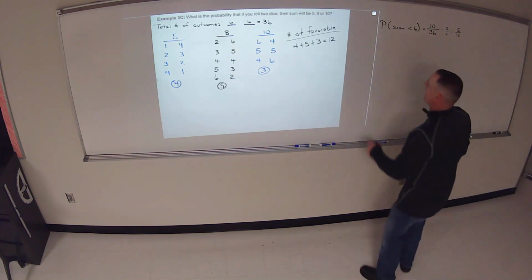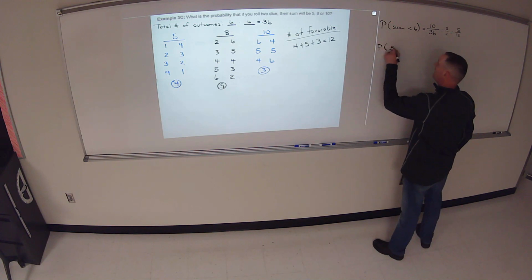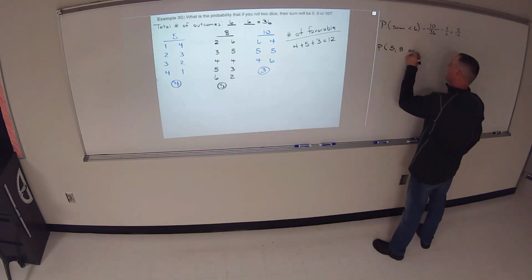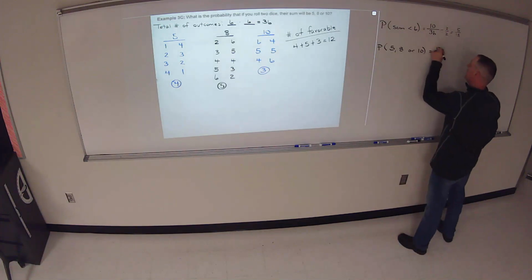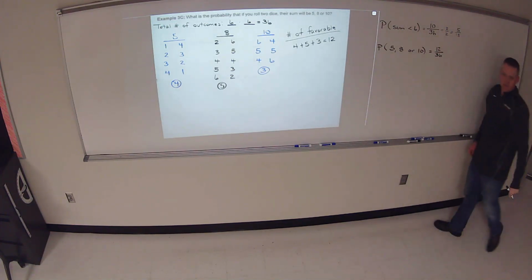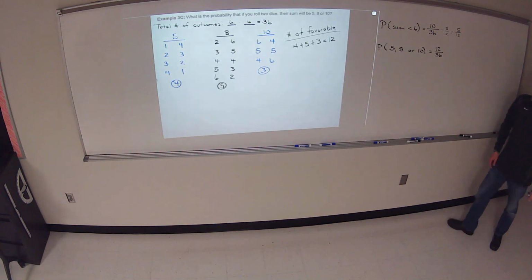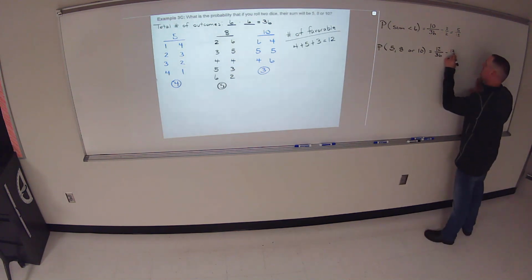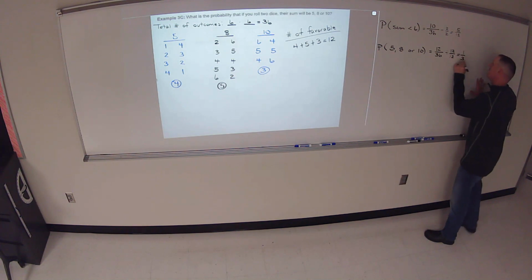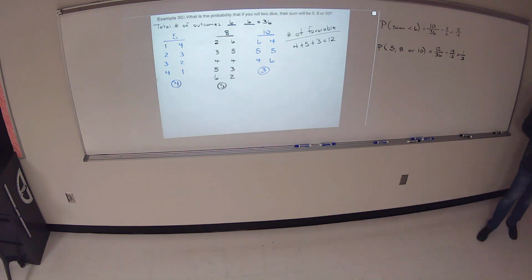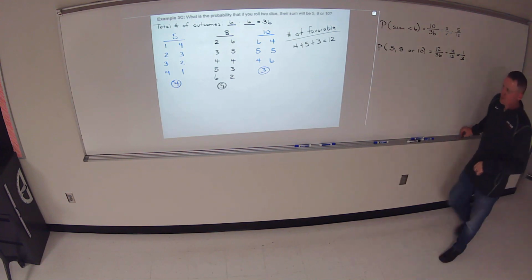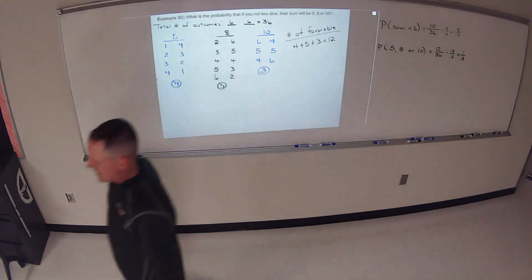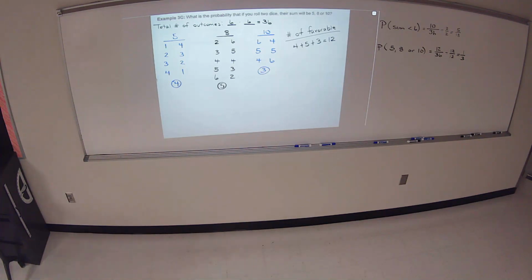So our probability of a 5, 8, or 10 should be 12 out of 36. Got to reduce that. Largest number that goes into both is 12. That leaves you with 1 third. You're trying to roll 2 dice and get a 5, 8, or a 10. You have a 1 in 3 chance of that actually happening. Questions?